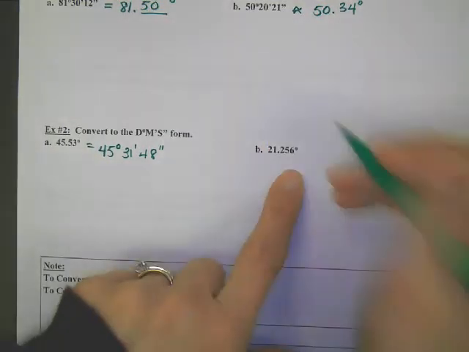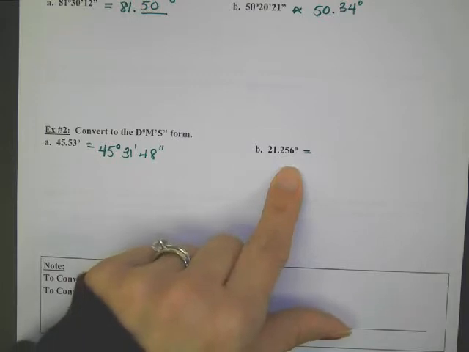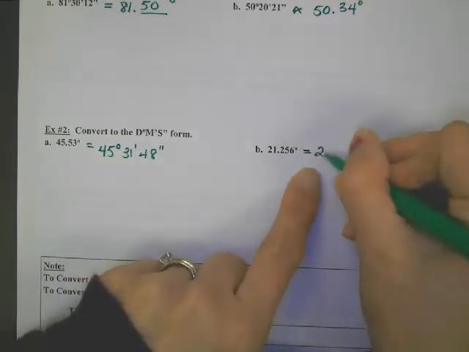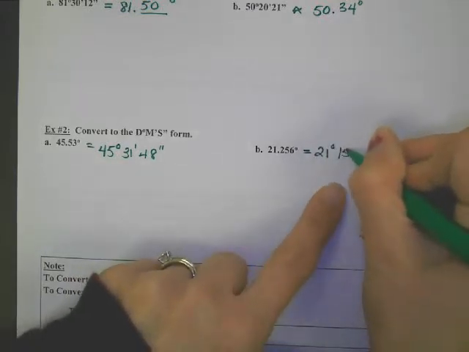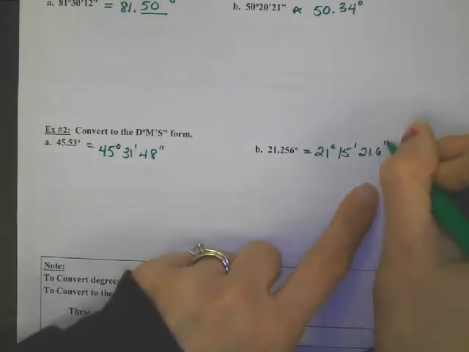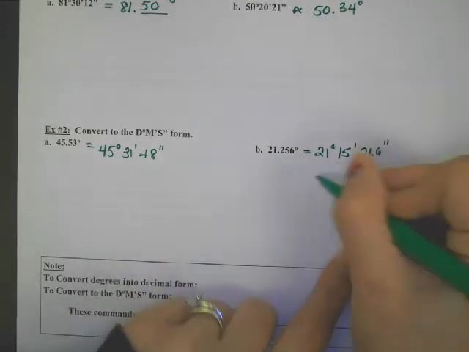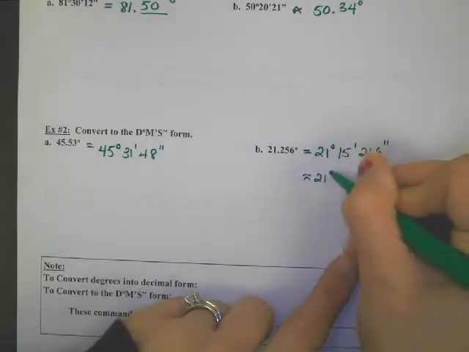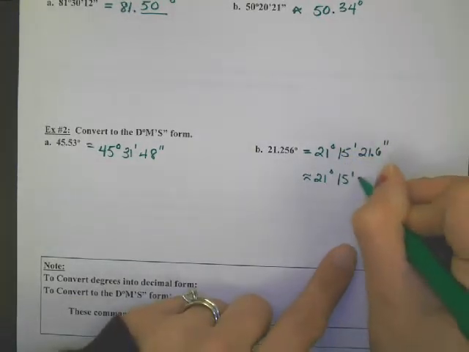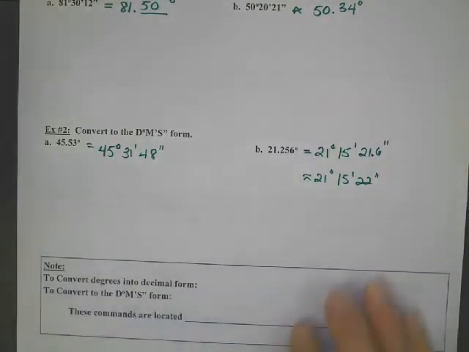All right, please try the next one. Okay, and we have 21 degrees, 15 minutes, and this is saying 21.6 seconds. And that's kind of weird. We don't usually put a decimal in there because they don't want decimal form. So I'm going to round that to 21 degrees, 15 minutes, and 22 seconds. We don't want any decimals in DMS form.